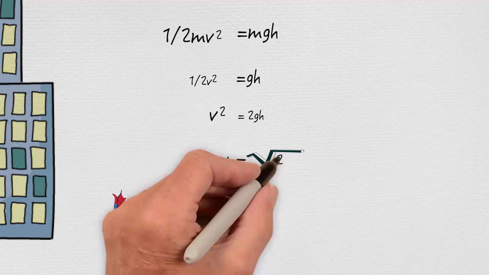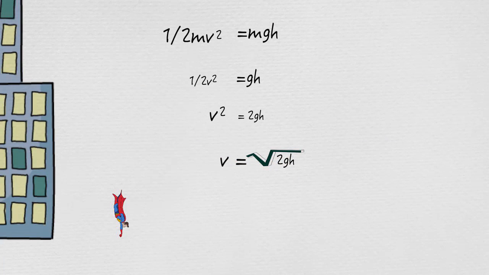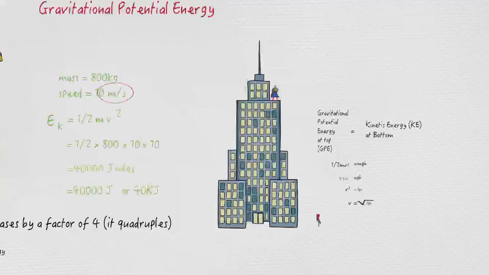What's the significance of this? Well, it is showing you that mass does not play a part in how fast the object falls down. It's down to the height and the gravitational field strength. v is the square root of 2gh, and that's it.